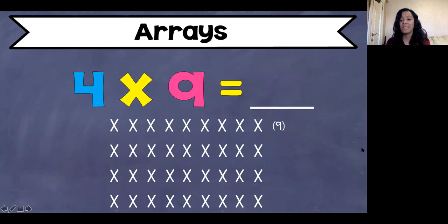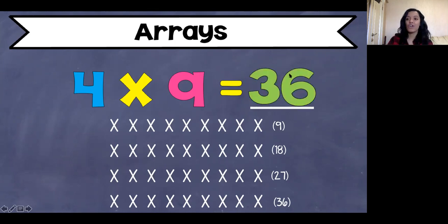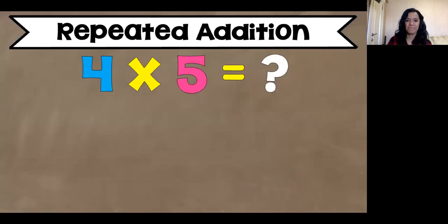We're going to do 9 plus 9 is 18. 19, 20, 21, 22, 23, 24, 25, 26, 27. 28, 29, 30, 31, 32, 33, 34, 35, 36. And we get our answer of 36, okay?